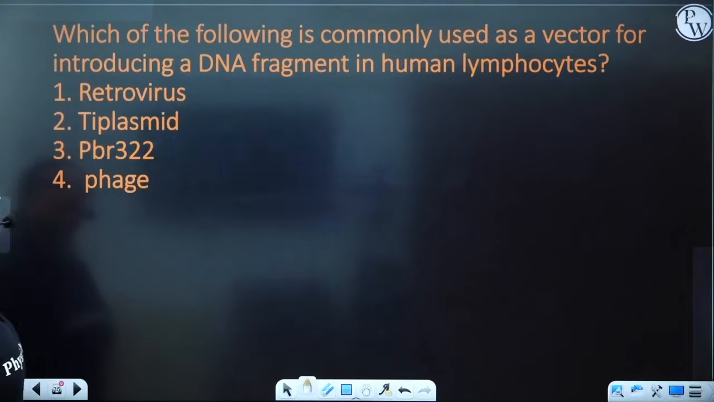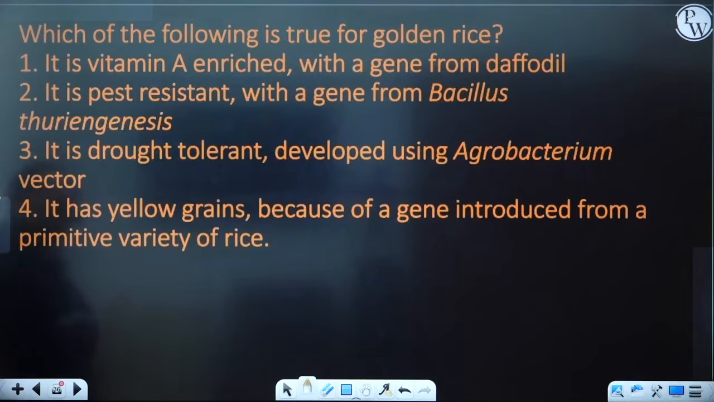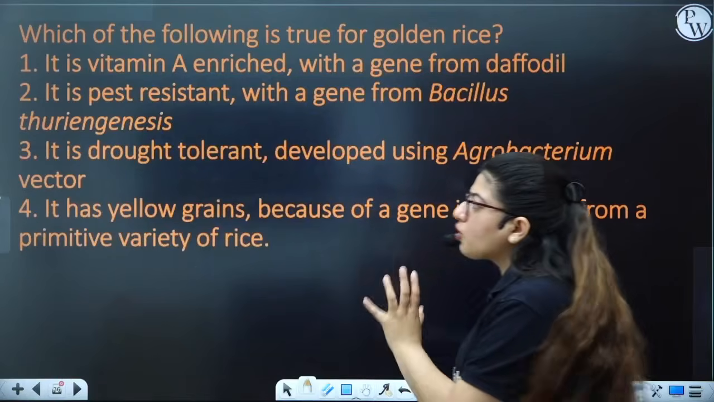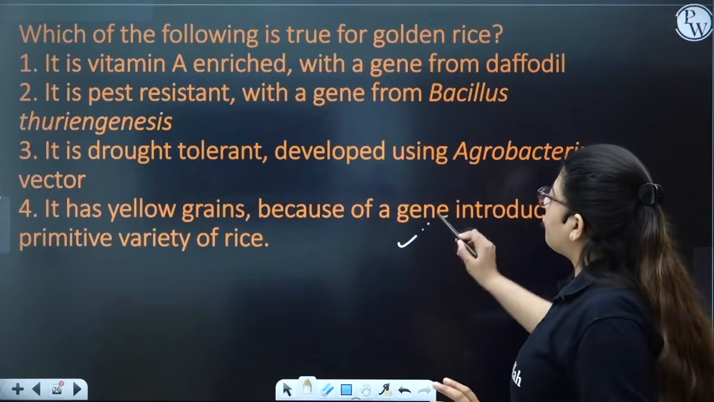Next. Which of the following is commonly used as vector? Okay, that's repeated, I guess. Which of the following is true for golden rice? It is vitamin A enriched with a gene from daffodil. It is pest resistant with a gene from Bacillus thuringiensis. It is drought tolerant, developed using Agrobacterium vector. It has yellow grains because of a gene introduced from a primitive rice variety. Most of you will get confused between option 4 and 1.